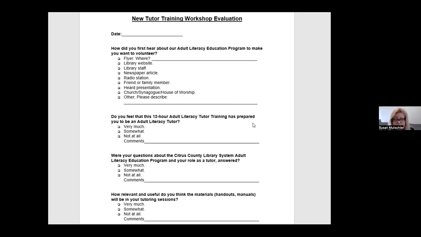And then you want to know if their questions about your local program and their role as a tutor were answered. How relevant and useful do you think the materials and handouts will be in your tutoring sessions? And people will write things in there, like, I love the folder. I love the rainbow handouts. People will actually write things in on this.